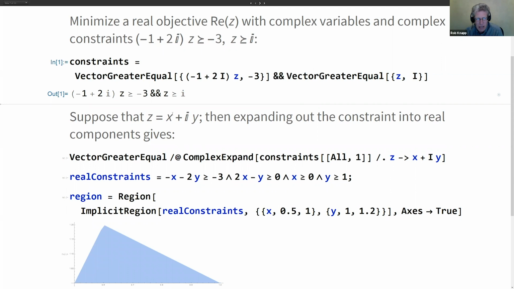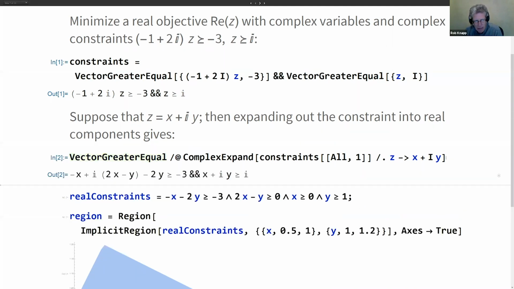So suppose z is x plus iy, a standard way of representing a complex number. Let's do a complex expand on that, and you'll see that I get x. So basically the real parts have to be matched. This means x minus 2y has to be greater than or equal to minus 3, and x has to be greater than or equal to 0, and 2x minus y has to be greater than or equal to 0. So those are the complex constraints. We can write those as real constraints.